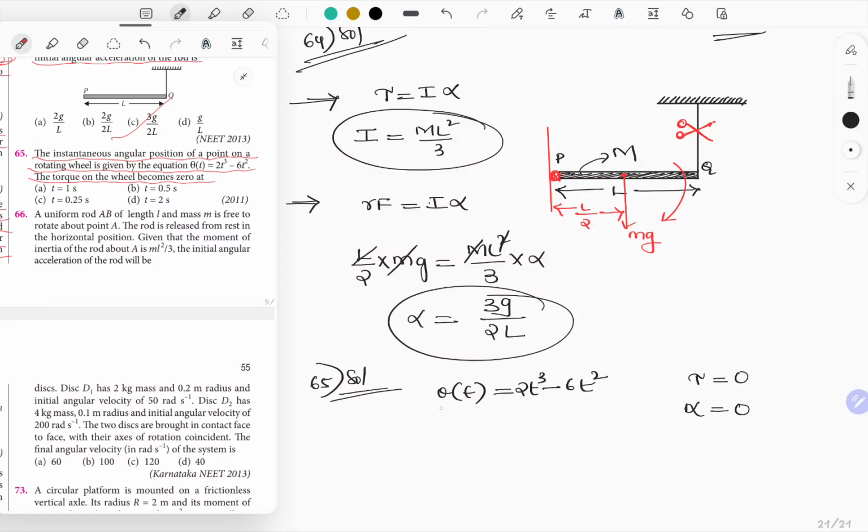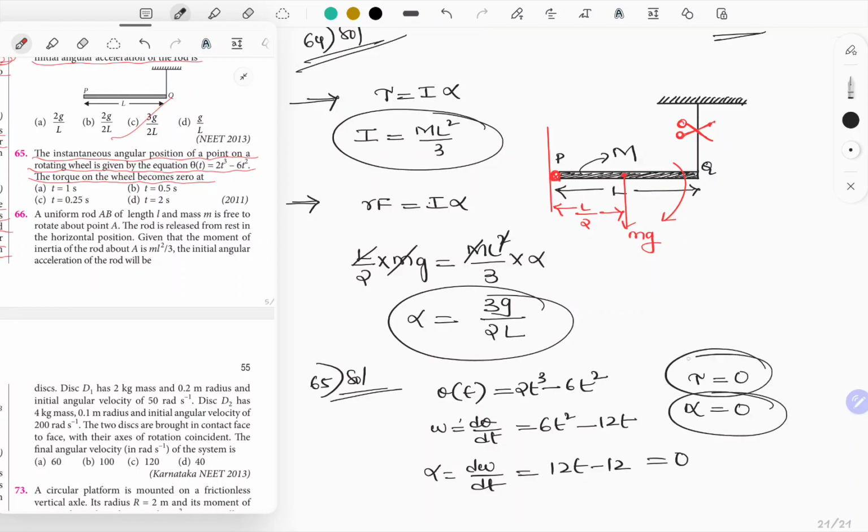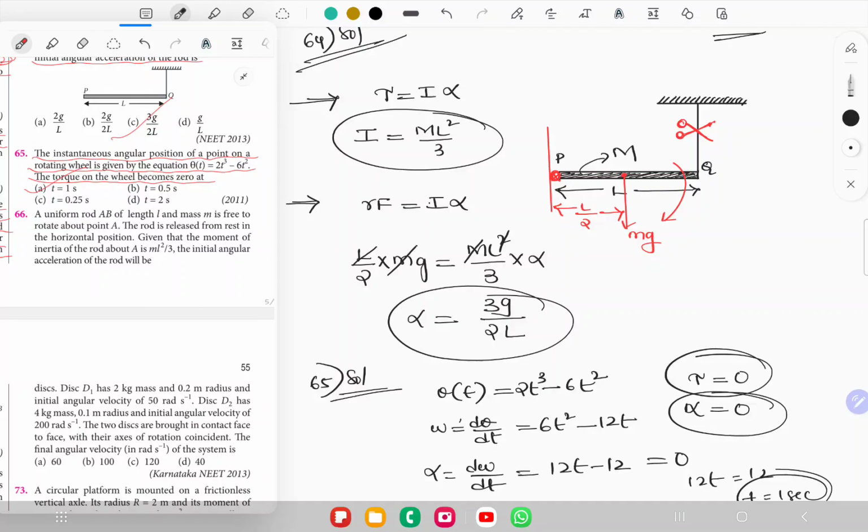Okay, super. From this, try to find out omega. So omega is nothing but d theta by dt, which is equal to 6t square minus 12t. Now again differentiate this. Alpha is equal to d omega by dt, which is equal to 12t minus 12, which is equal to 0. That's what they said. If torque acting on the system is 0, alpha is equal to 0. If alpha is equal to 0, at that moment we need the time. So 12t is equal to 12 and t is equal to 1 second. That's the answer. Which option is correct? For question number 65, option A is correct.